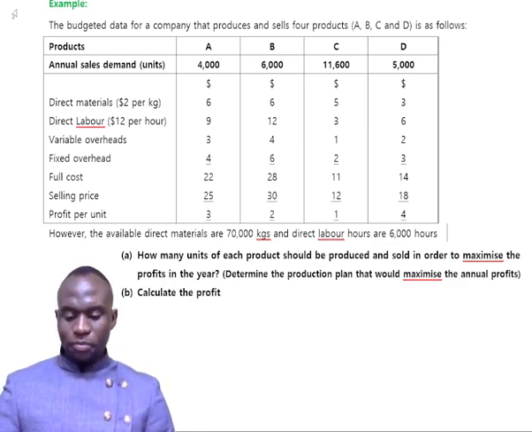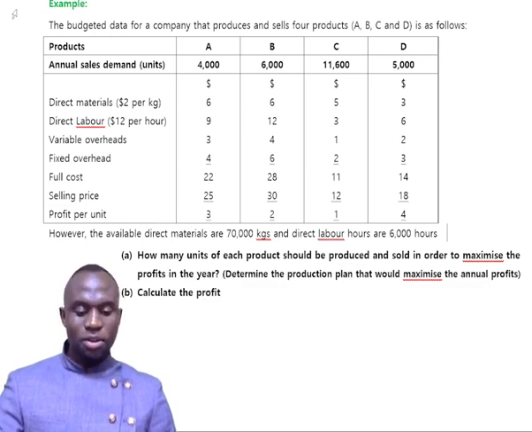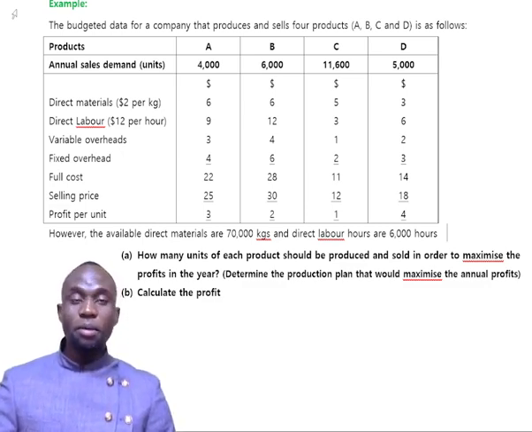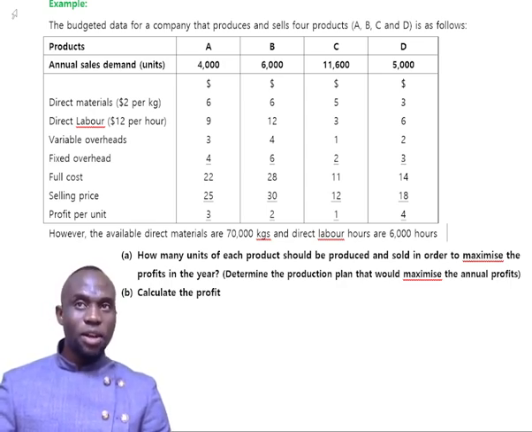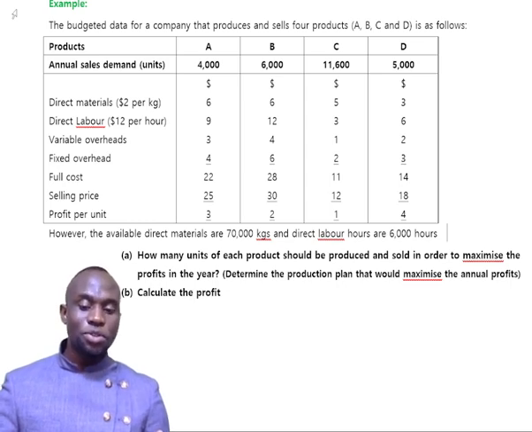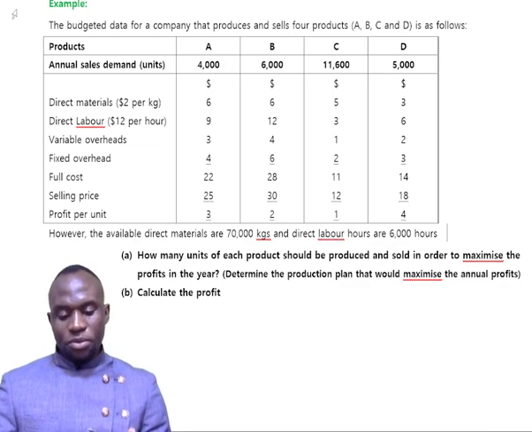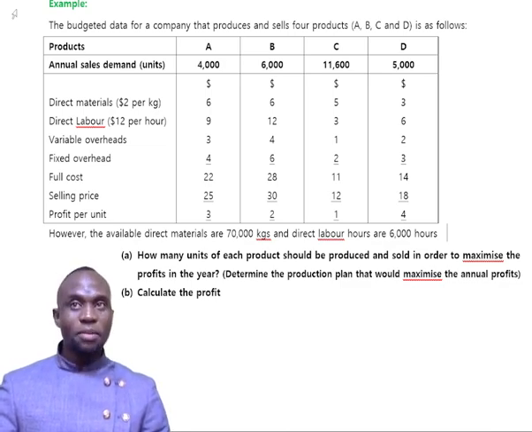However, the available direct materials are 70,000 kilograms. The direct labor hours are 6,000 hours. So you see, materials, we have a total of 70,000 and labor is 6,000 hours in order to produce all those units of A, B, C, D. So what is the production plan?